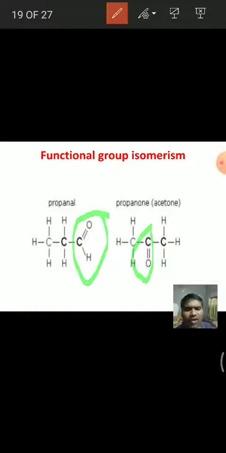Here in this case, aldehydes and ketones show functional group isomerism. The first one is propanol having the CHO group, that is the aldehyde group, and the second one is propanone having the keto group, that is the CO group, but they have the same molecular formula, C3H6O. The molecular formula of these two compounds is C3H6O, but they are different compounds. The difference is in the type of functional group. The first one has an aldehyde group, the second one has a keto group. Hence they come under functional group isomerism.